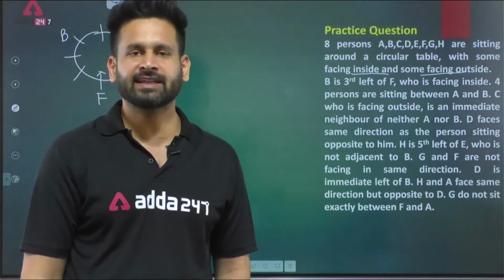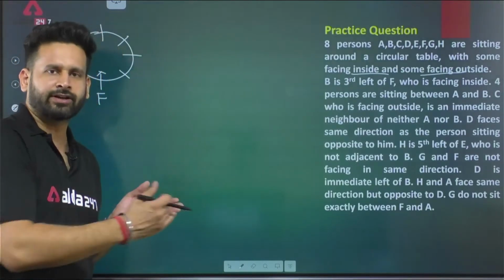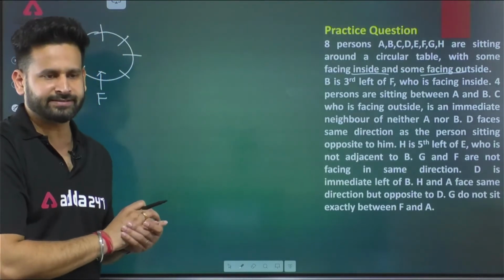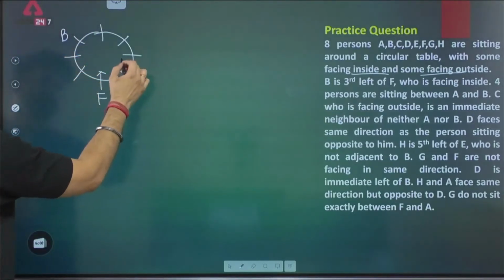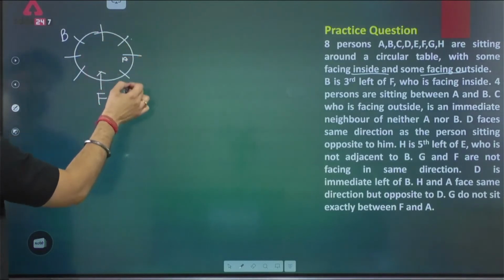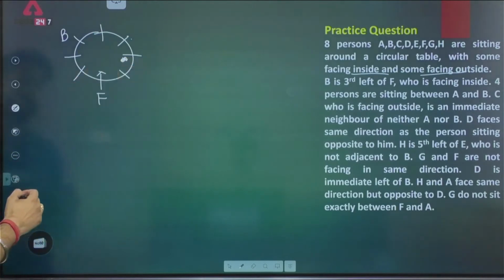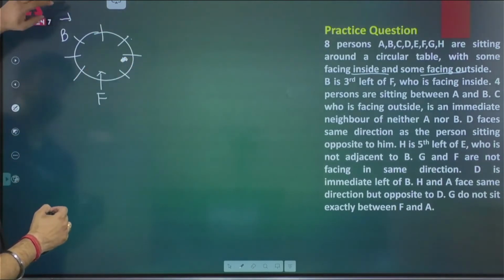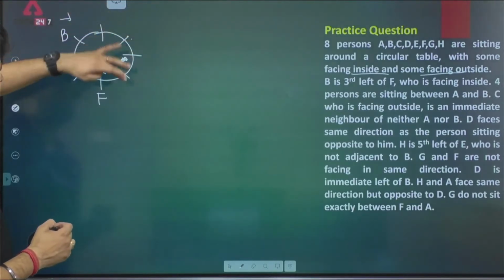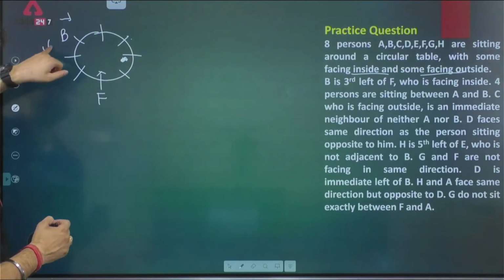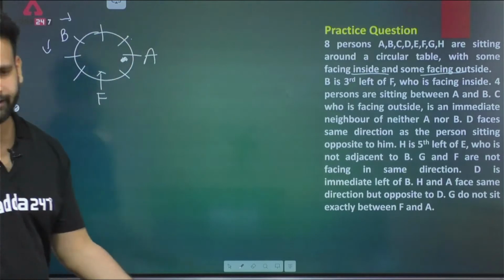4 persons between A and B. Now direction is not given, either in clockwise direction or in anti-clockwise direction. 4 persons are sitting between A and B. This is B. 1, 2, 3, 4. This can be A. 1, 2, 3, 4. Only one possibility, right? If you count from this direction, 4 between B and A, right? So 1, 2, 3, 4, already F is there. So let's count from this direction, 1, 2, 3, 4. This will be A. Only one case for A, right?